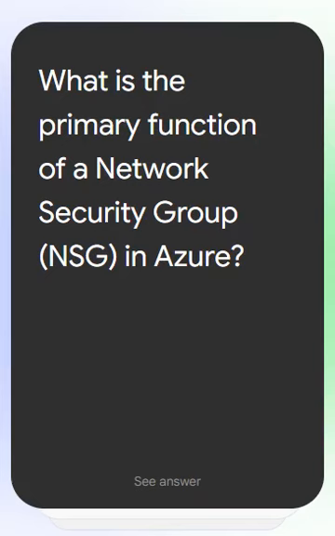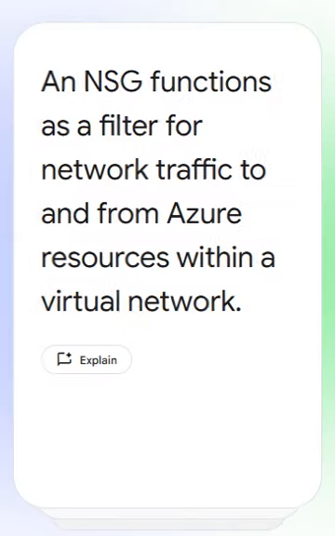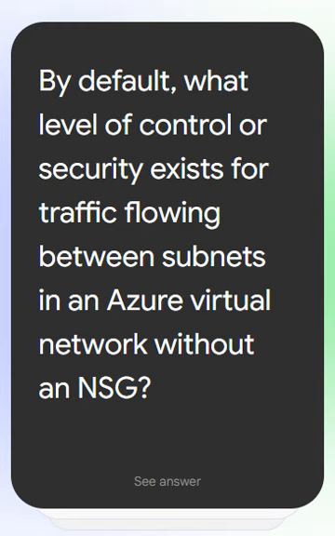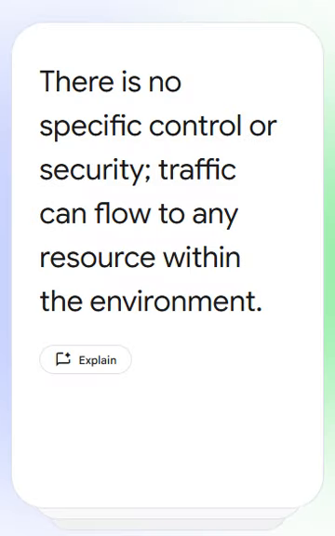What is the primary function of a network security group in Azure? An NSG functions as a filter for network traffic from Azure resources within a virtual network. By default, what level of control or security exists for traffic flowing between subnets in an Azure virtual network without an NSG? There is no specific control or security. Traffic can flow to any resource within the environment.